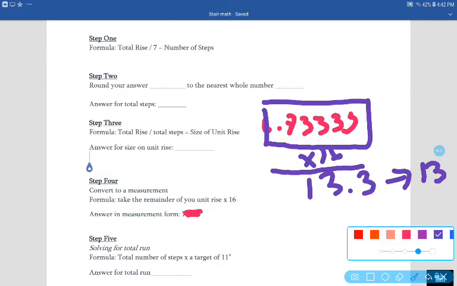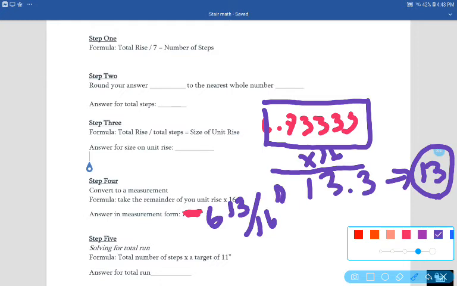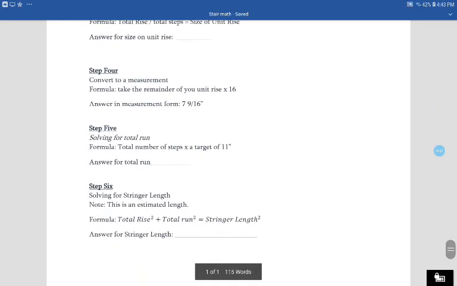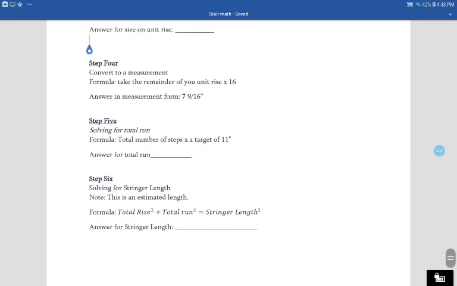So the actual answer to this one right here is 6. And we're going to use this 13, and we're going to put it 13 over 16 inches. So that is this number here, the 6.833333 in measurement form. And that's 6 13/16. Okay, let's move on. Step 5, what we're going to do is find the total run.